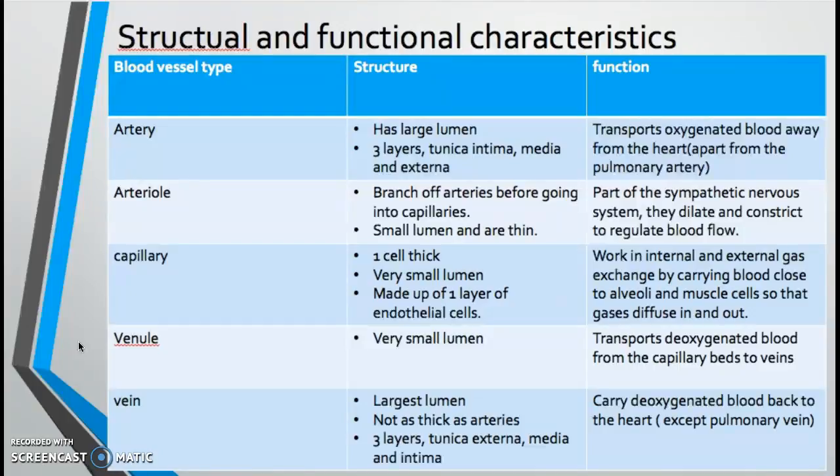Veins have the largest lumen, but they're not as thick as arteries, as the blood will not be going under such pressure. They have 3 layers, which are sort of the same as an artery: the tunica externa, media and intima, so the outer, middle and internal. And they also carry deoxygenated blood back to the heart, obviously except the pulmonary vein, which carries oxygenated blood from the lungs to the heart.